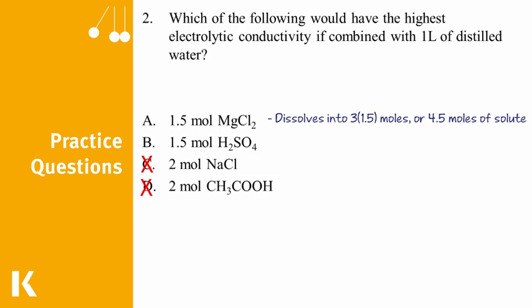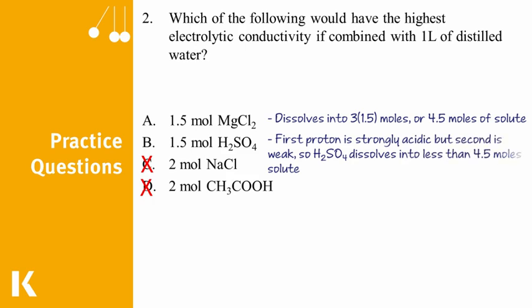Sulfuric acid is a strong acid, so it dissociates completely in water. The HSO4, or bisulfate ion, however, is a weak acid and does not dissolve completely in water. So the resultant concentration will be greater than 3 molar because there is that second proton dissociating, but it will be less than 4.5 molar because that last proton does not dissociate completely. So A is our answer.